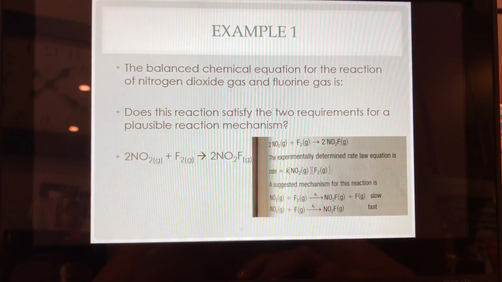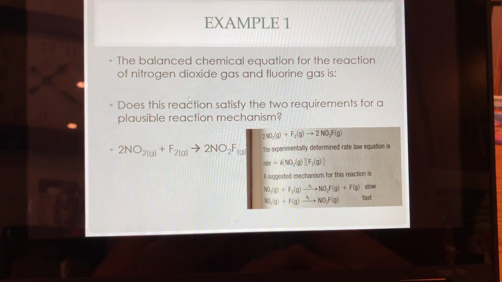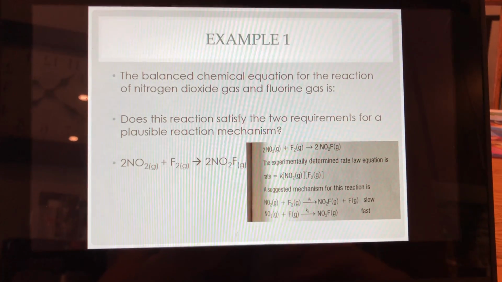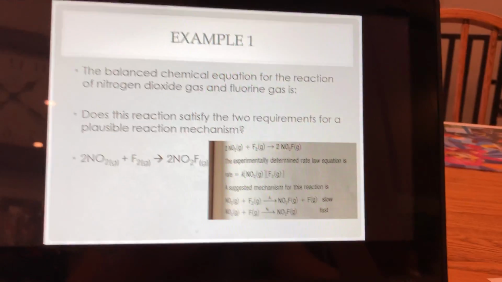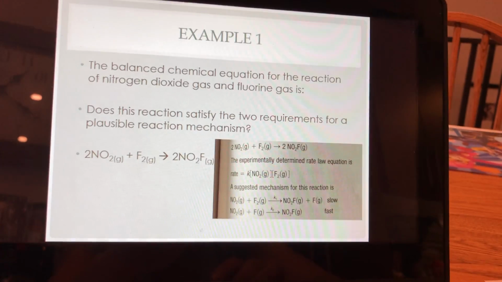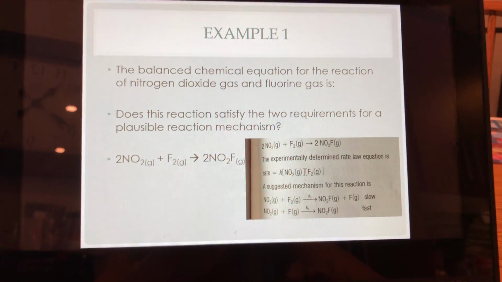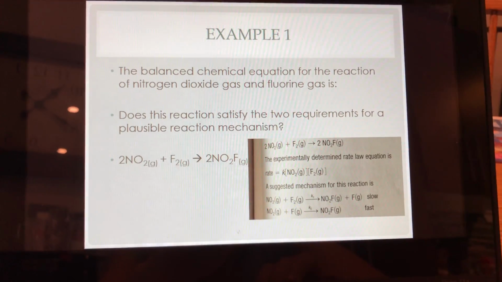Okay, example number 1. These 2 examples I've taken in the PowerPoint are from your textbook, but I will be going over them on a piece of paper. So feel free, because in the next slide it says see document camera. You are going to have to write down the answer to these 2 examples.